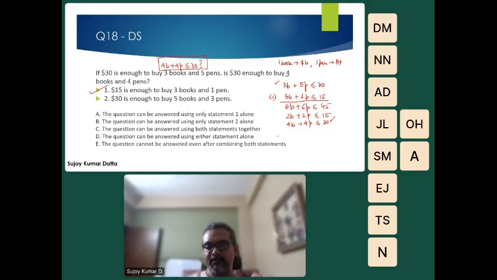Second statement. The given information is 3b plus 5p is less than or equal to 30. The second one says 5b plus 3p is also less than or equal to 30. We add them: 8 of each less than or equal to 60. We divide by 2, less than or equal to 30. Again, we get what we had been asked for. So sufficient. The answer is each statement alone is sufficient.